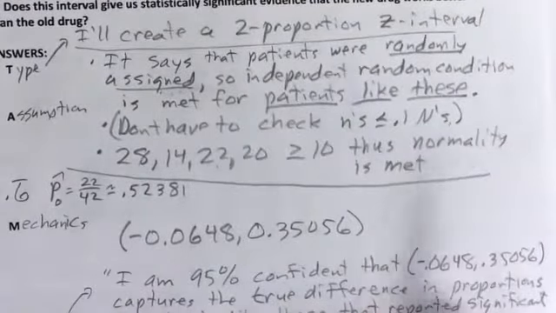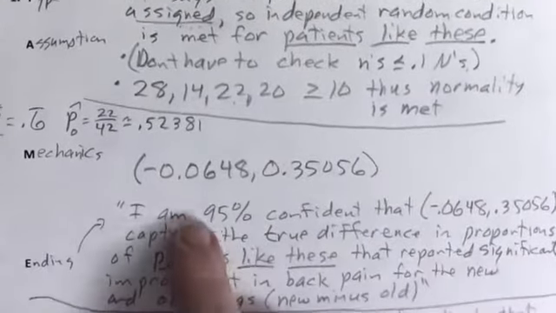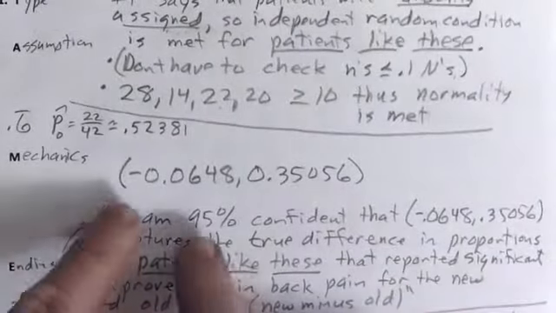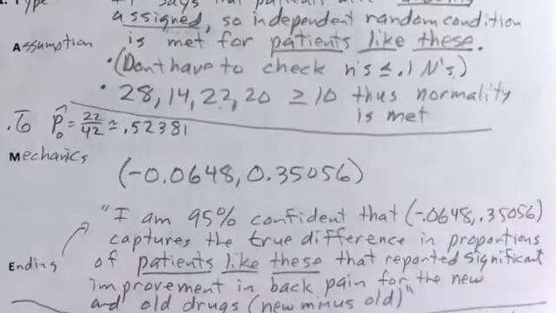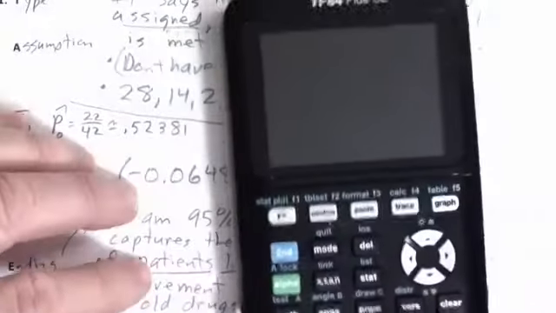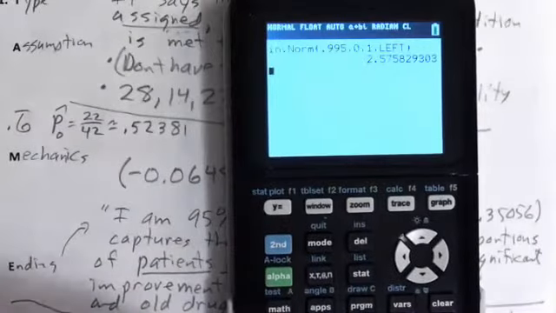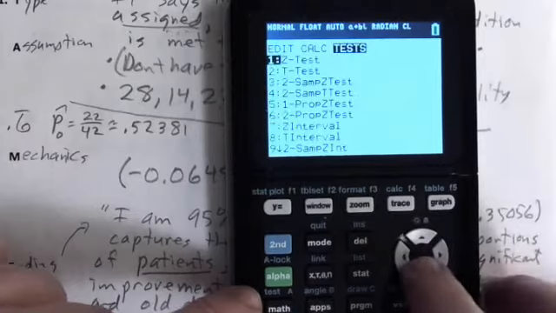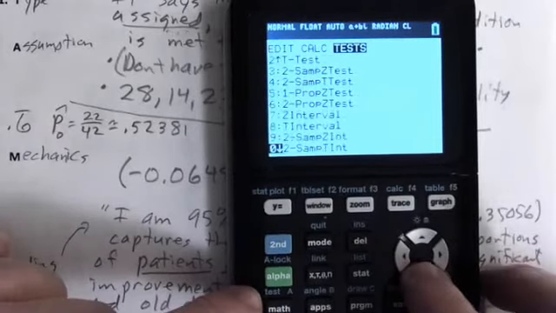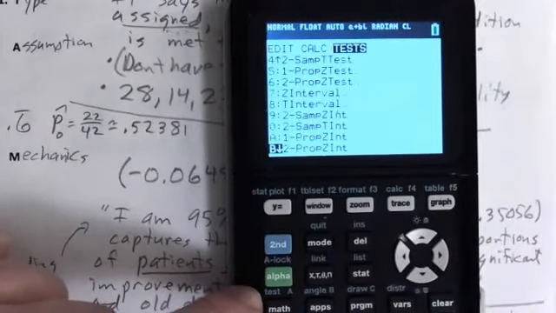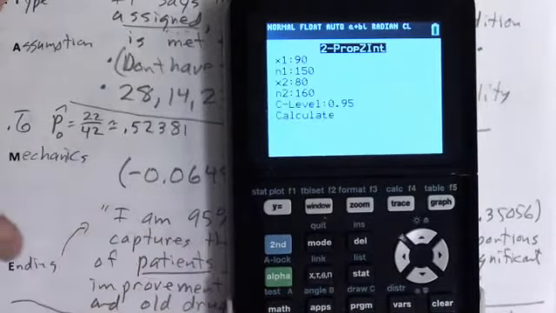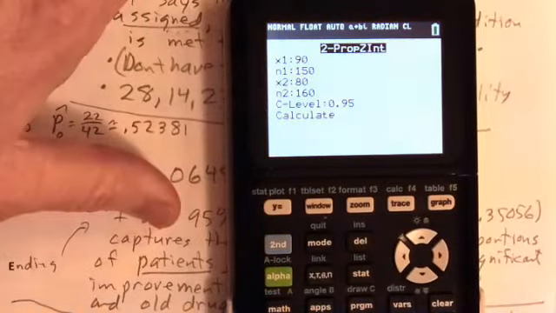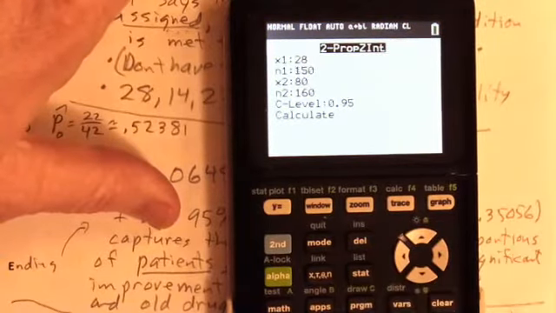Now, your mechanics. I didn't show this, but this is all you had to show for your mechanics. Let's do that again. What you can do is go stat, then go to tests, and then go down to option B. And so the first one's 28 out of 42, once again, 28 successes out of 42.